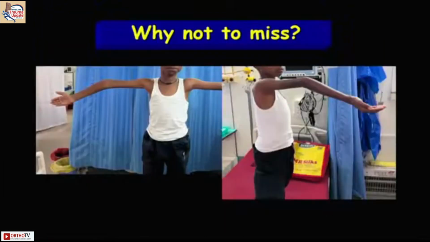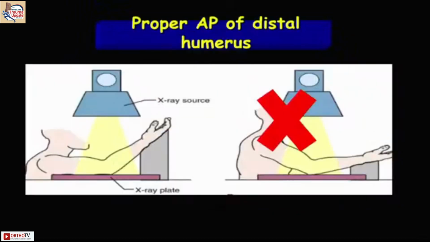But if you miss this, this is going to be the end result. They are going to create, of course, a cosmetic deformity. The more important thing is this will predispose to lateral condyle fractures in future age. There is a cubitus varus, hyperextension. Now, Dr. Vidyasagar has already explained the importance of how to take proper X-rays.